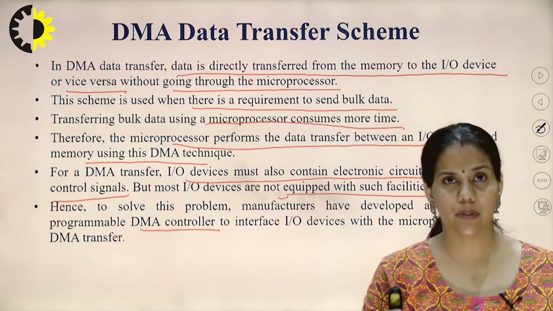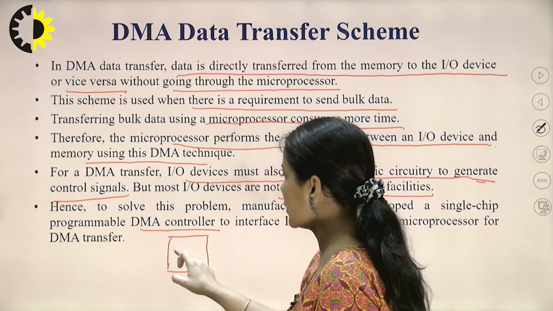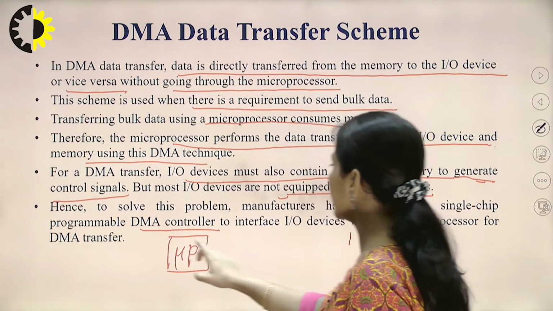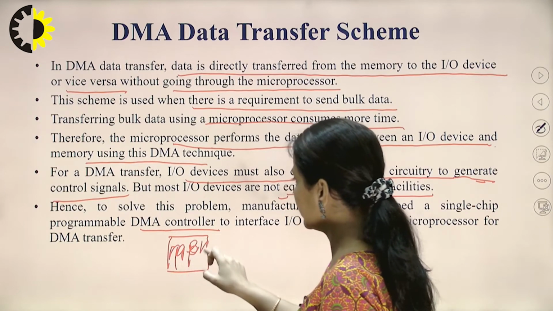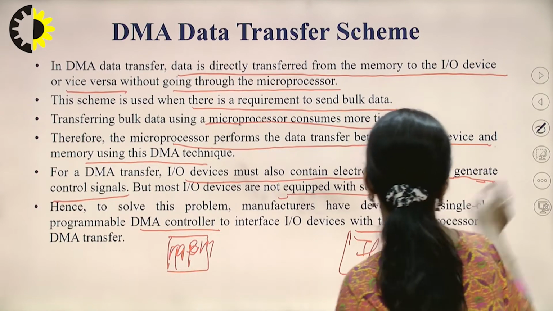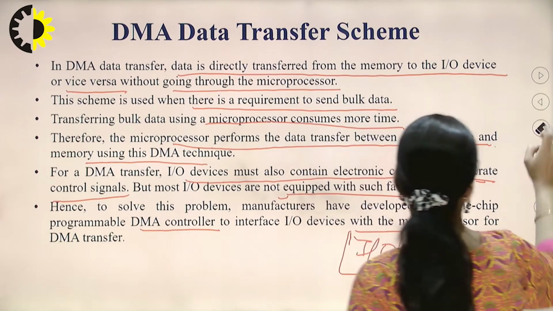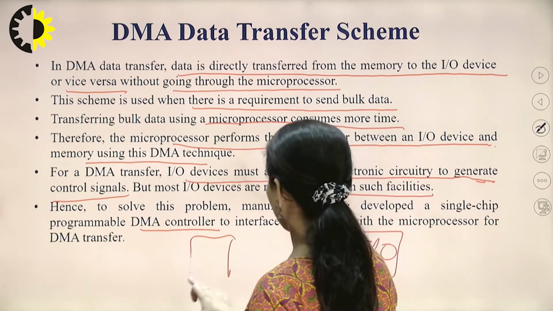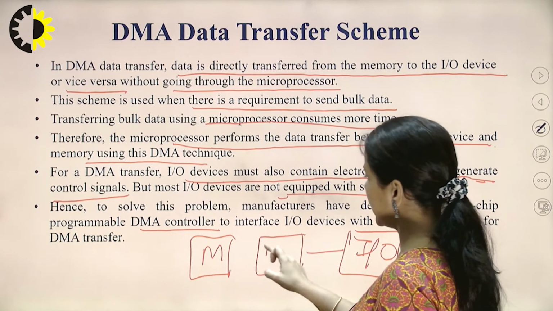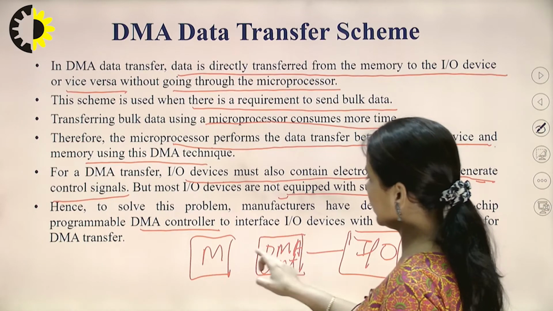So what is happening basically is that there is the processor, and there is memory, and there is the input-output device. So there is memory, there is the input-output device, and in between there is the DMA controller. So this is the role of the DMA controller.